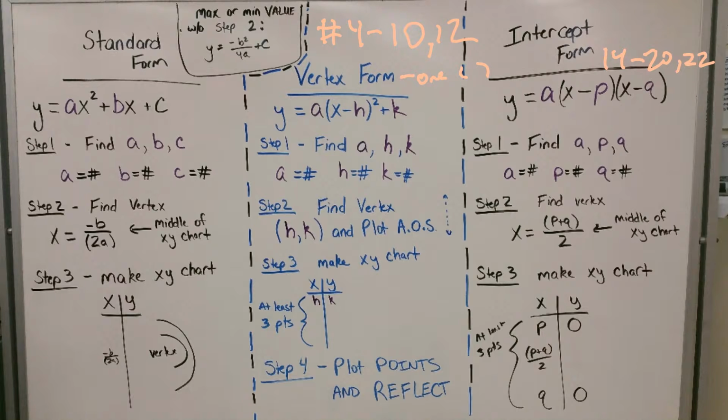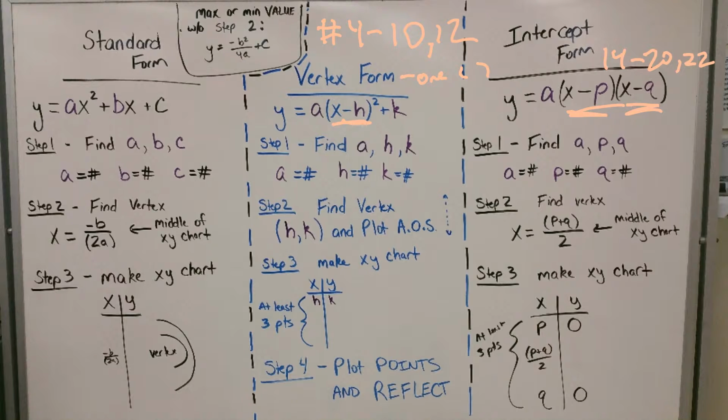it's putting H, K first, and then 2 more points, and then reflecting those points across the axis of symmetry. Intercept Form, you have A, P, and Q. Remember, with H, P, and Q, they're hanging out with their X, so we don't trust them. That's why we always change those signs if they're in the parentheses.